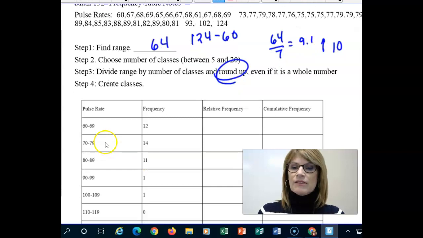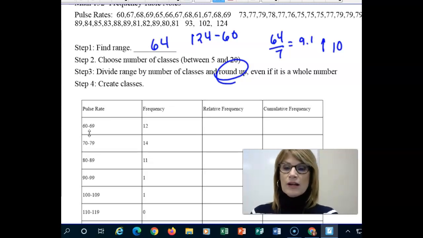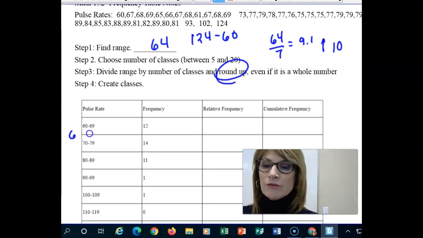So going back and looking at ours, 60 to 69, 70 to 79. Now these are pulses, so you don't have like half of a heartbeat. But if these were grades, like 60 to 69, 70 to 79, and you made 69.8, which class would that be in? The 60 to 69 or the 70 to 79? 69.8 would round up. Anything above 69.5 rounds up. So those are our boundaries. 69.5 would go here.